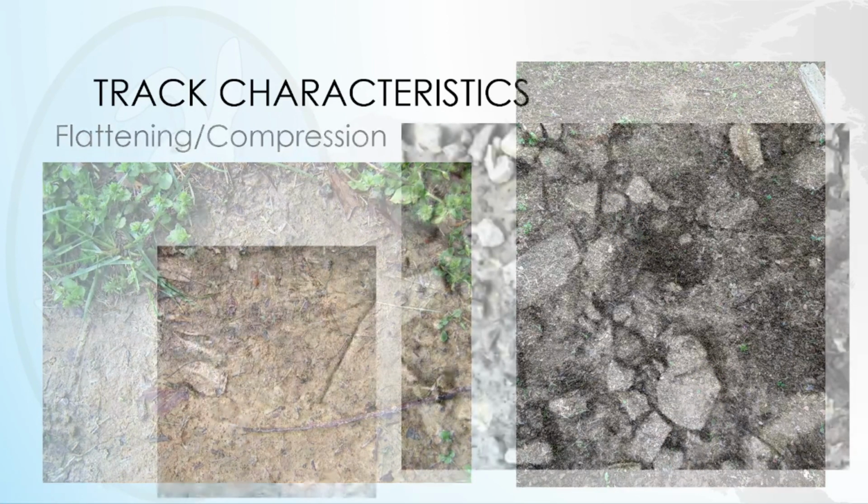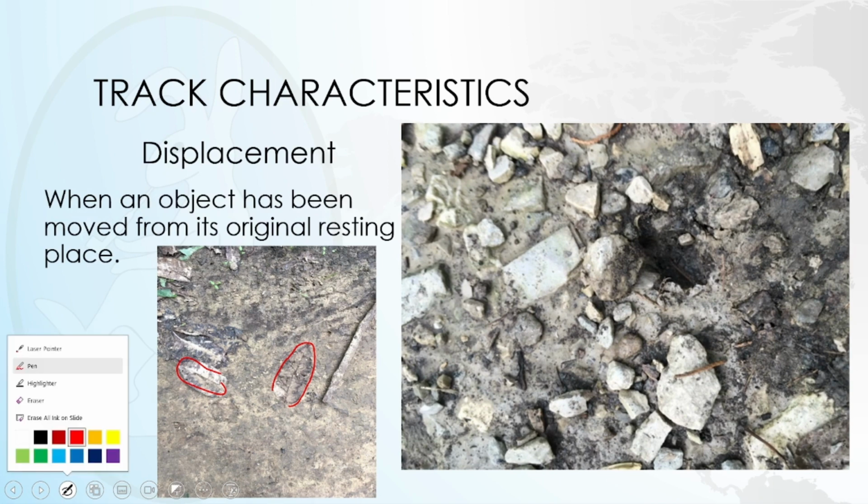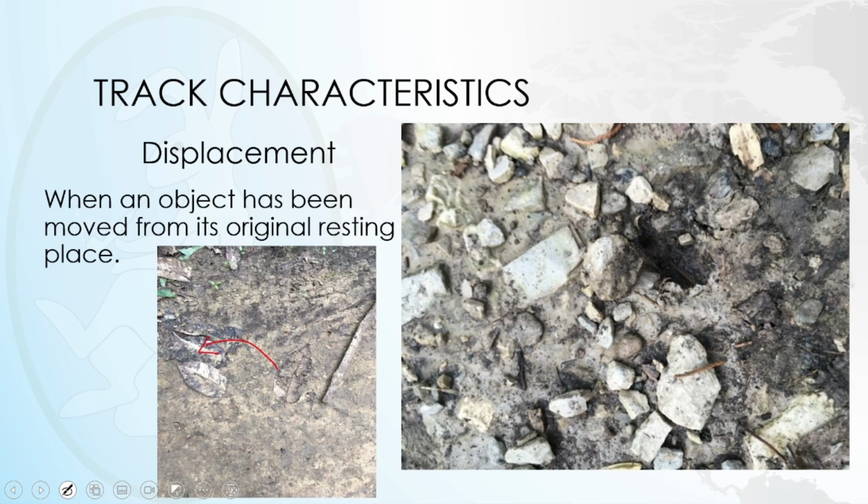Okay, flattening, compression. We're also looking for displacement. This is whenever an object has been moved from its original resting place. We can see here the impression of the leaf that is now residing over here. It's a good example of displacement. Something stepped on that, and not only stepped on it and left that impression, but it picked it up and then moved it over here. So it's displacement, and the material has been transferred as well. We can actually see the mud on top of the leaf there. Material transfer. It likely did not do that on its own.